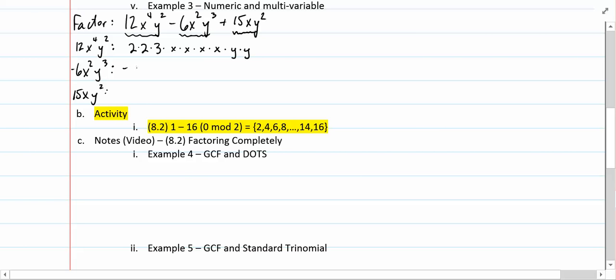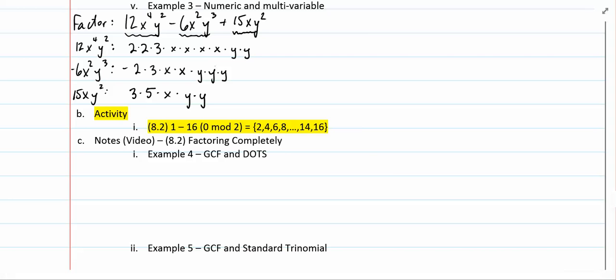For the number negative 6, we have negative 2 times 3. And for x squared, we have x times x. For y cubed, we have y times y times y. Lastly, there are only two prime numbers that multiply together to equal 15, and that happens to be 3 times 5, so that's the prime factorization for 15. We have 1x and 2 y's. And this is the list of the prime factorizations of each of our three terms.